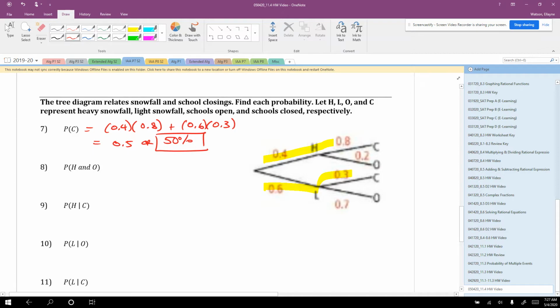Okay, now I do recognize that some of you may have guessed 50 and saw that on the answer key and thought, oh yeah, I did it right. But this is actually the way to do it. It's not just that it's always just going to be 50%.